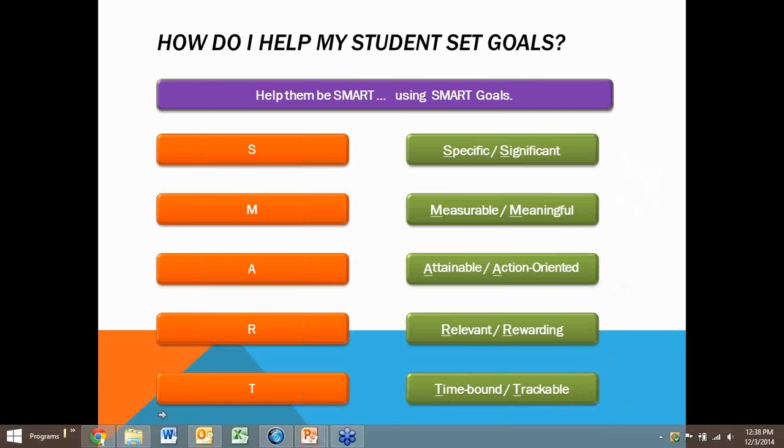So putting into practice then the ideas that Mary just shared with us, let's look at a simple SMART goal for a middle school student that you might be able to help them achieve.